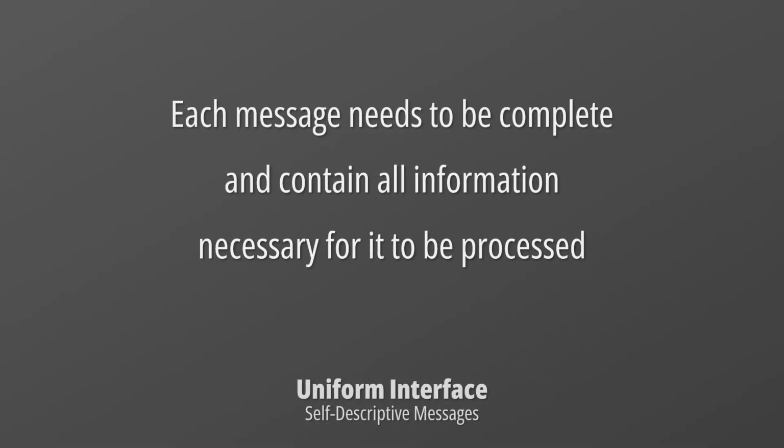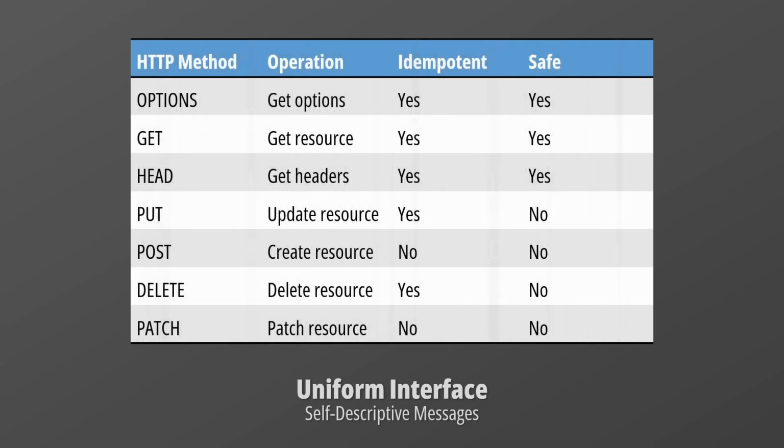We use self-descriptive messages. Each message needs to be complete and contain all the information for it to be processed. In HTTP, we do that by using methods, response codes, and headers. Methods are used to define what we intend to do with a request. Do we want to create a product, get its details, update it, or delete it?